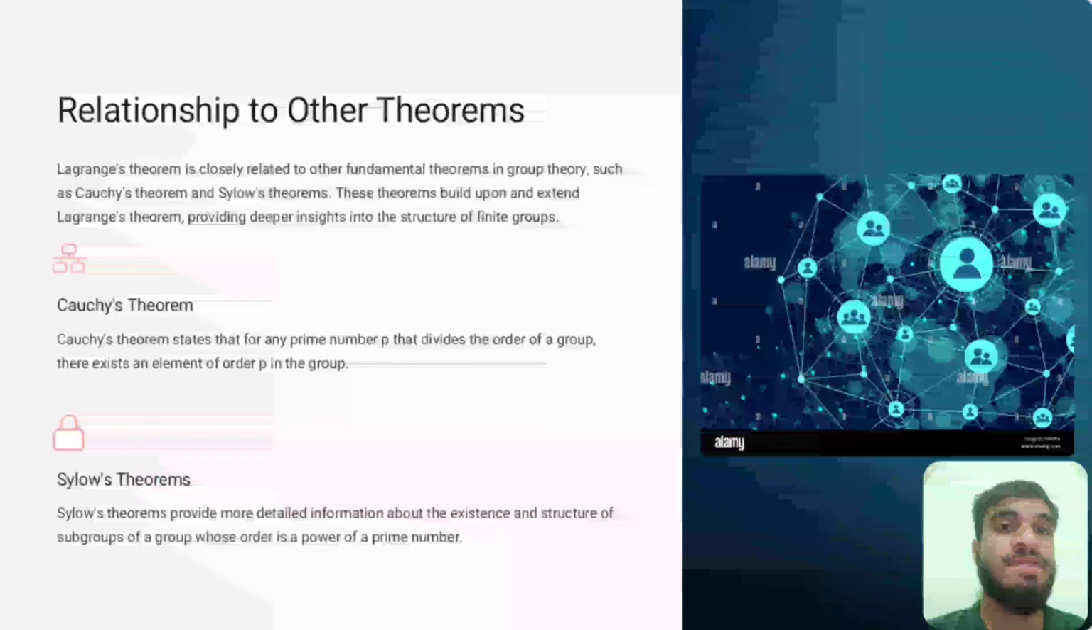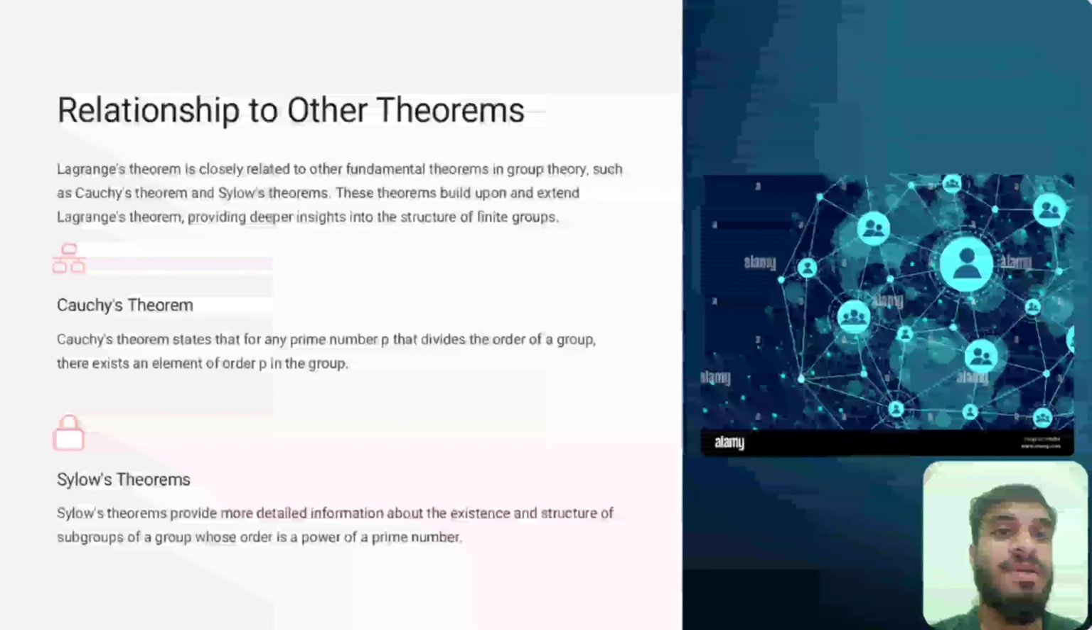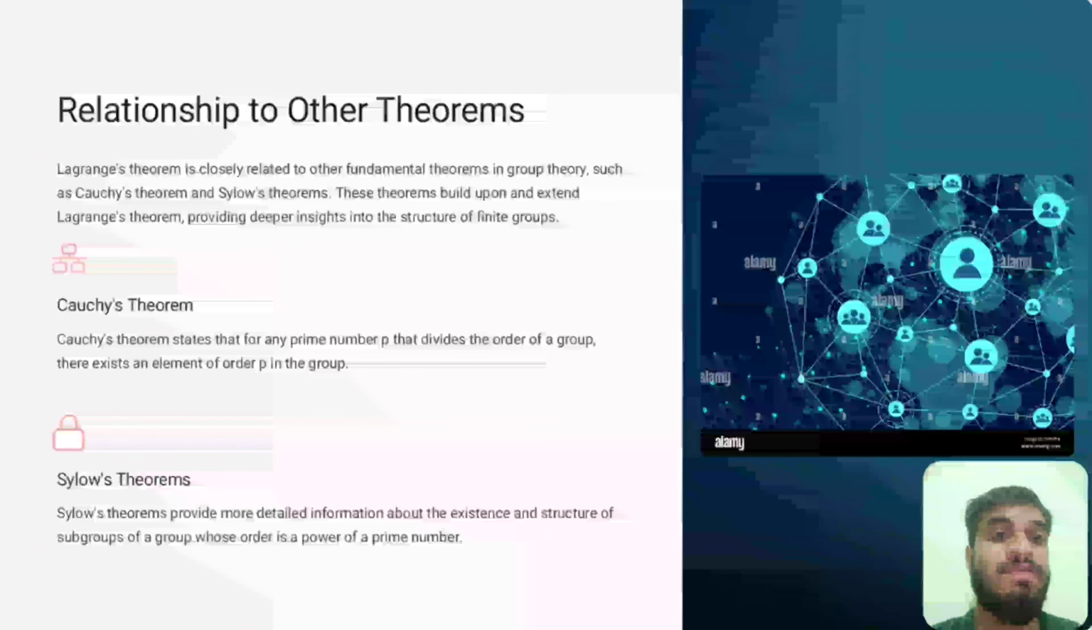Relationship to other theorems. Lagrange's theorem is closely related to other fundamental theorems in group theory, such as Cauchy's theorem and Sylow's theorems. Cauchy's theorem states that for any prime number that divides the order of a group, there exists an element of order p in the group. Sylow's theorems provide more detailed information about the existence and structure of subgroups of a group whose order is a power of a prime number.